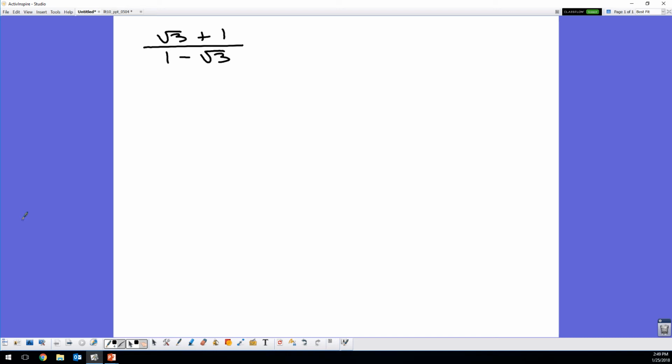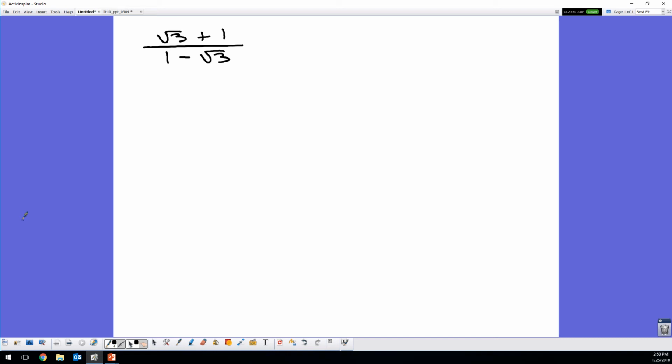Conjugate. Very good. Now, this is going to be my answer. What you see up there is the answer. But what is the problem with this? There's a radical on the bottom. I can't have the radical on the bottom, right? Very good. I have to rationalize.